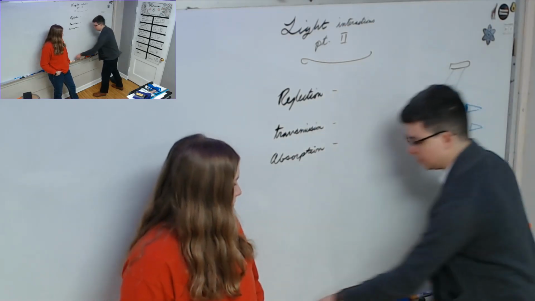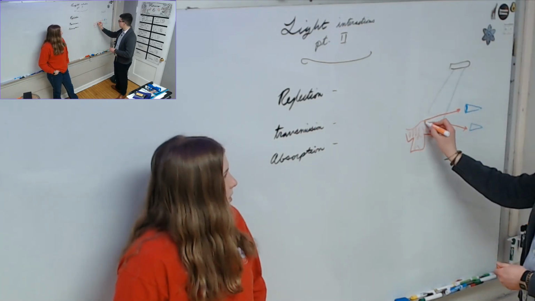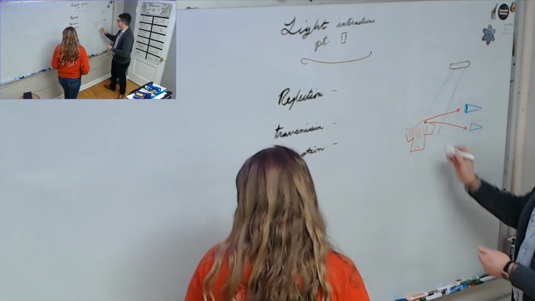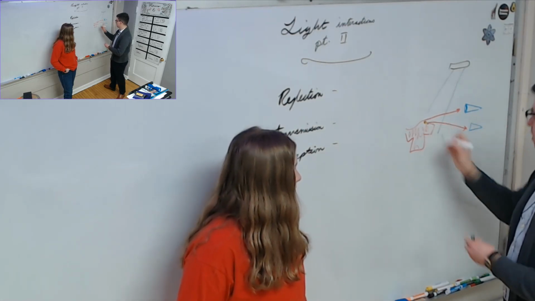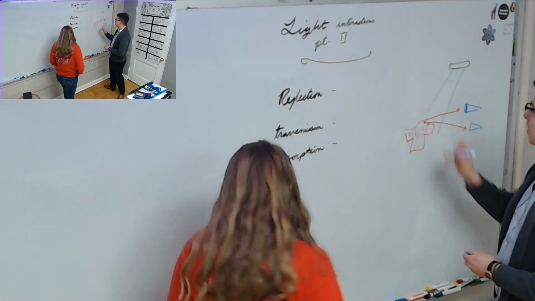Next, orange. What's happening to the orange light as it interacts with the shirt? It's being absorbed. What's happening to the yellow light? Being absorbed. What's happening to the green light? Being absorbed. What's happening to the blue light? Being absorbed. What's happening to the purple light? Being absorbed. All the other colors of light are being absorbed.